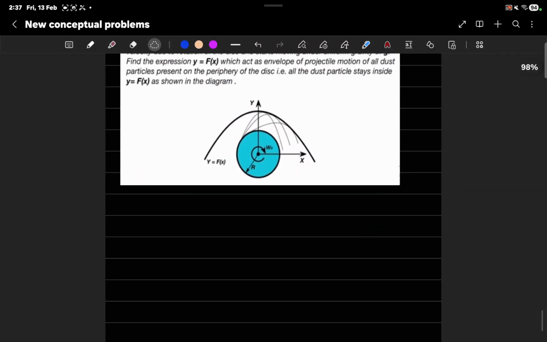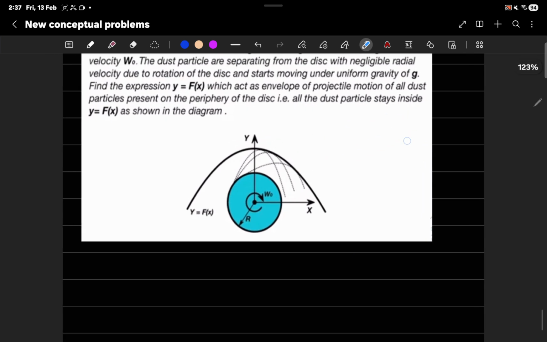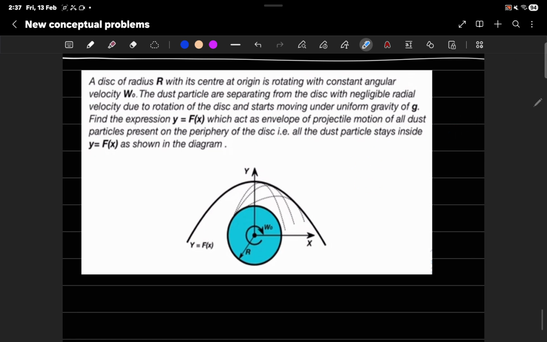Hello guys, I'm Aryan, and today I woke up in the morning and saw a really interesting question on YouTube, given by Indian School of Physics, a physics channel which uploads these kinds of problems. It was a very interesting problem since, when I read it, it highlighted the envelope of projectile motion.